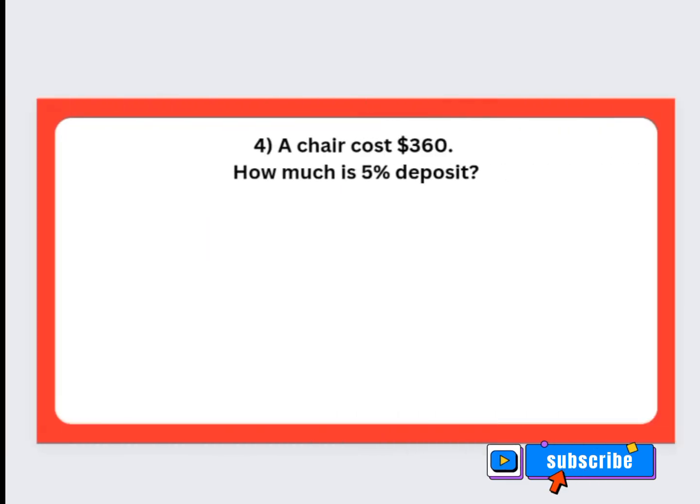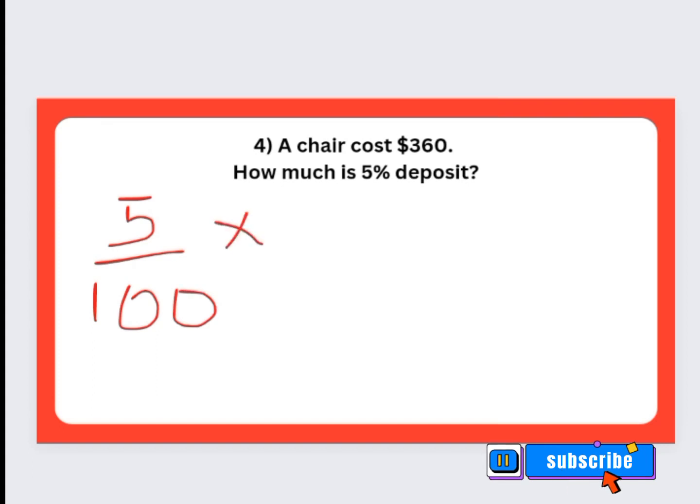So our next problem, we have another word problem. A chair costs $360. How much is 5% deposit, 5% deposit of $360? So we have our 5 over 100 times 360.